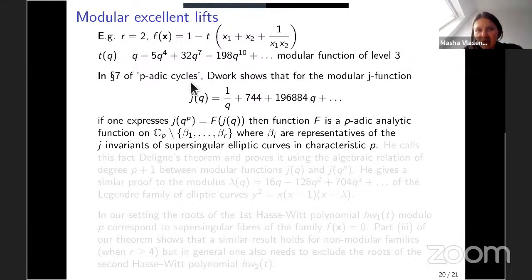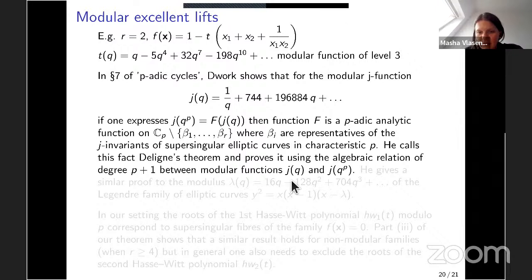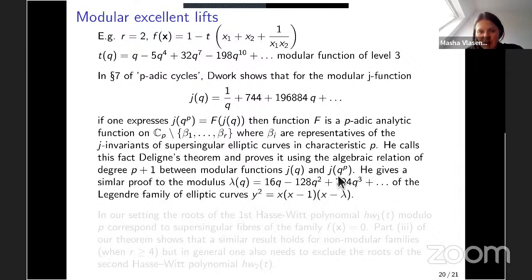In the last part of his paper on p-adic cycles, Dwork considers the j-invariant function and the expression of j of q to the p as a function of j. He proves that this function, f here, is a p-adic analytic function with fixed denominators. Here, b1 to br are p-adic representatives of j-invariants of supersingular elliptic curves in characteristic p. So basically, this function f can be approximated by rational functions with the polynomials in the denominator whose roots are the j-invariants of supersingular elliptic curves. He proves it using the algebraic relation between j of q and j of q to the p. And also he proves a similar thing for the modulus lambda, which corresponds to the Legendre family of elliptic curves.